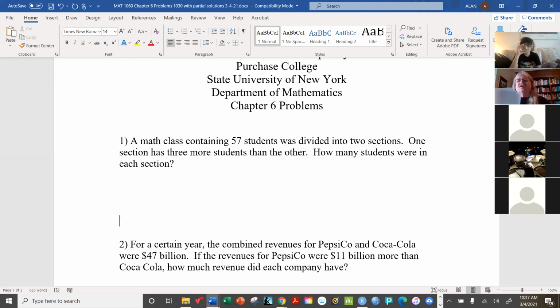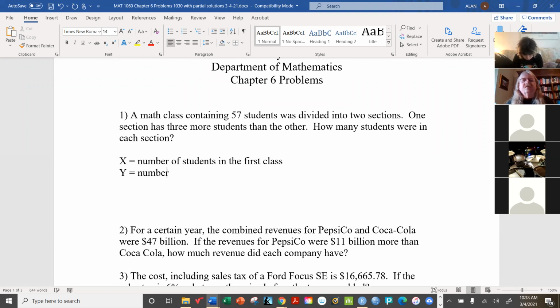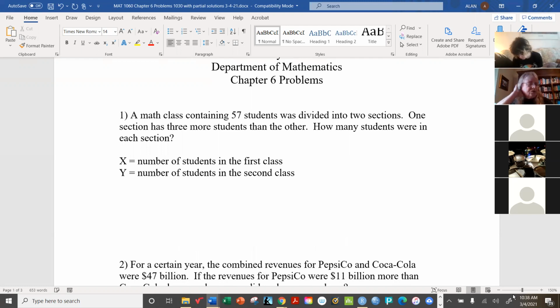Now, you could probably figure this one out through process of elimination by trying different possibilities, but let's just do it in a more systematic way. Let's start out by defining X as the number of students in the first class. And then Y will be the number of students in the second class. One of them is larger. They didn't specify which is larger. It doesn't actually matter. So we know two things.